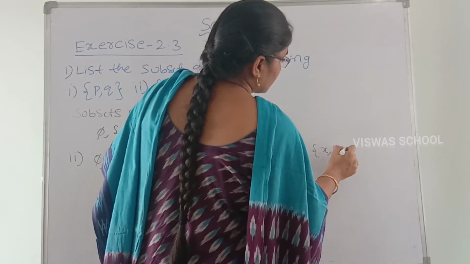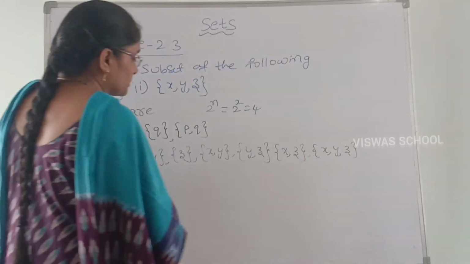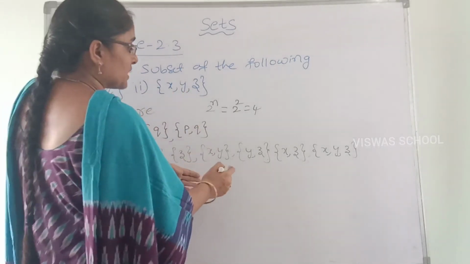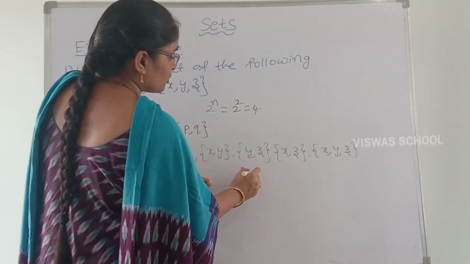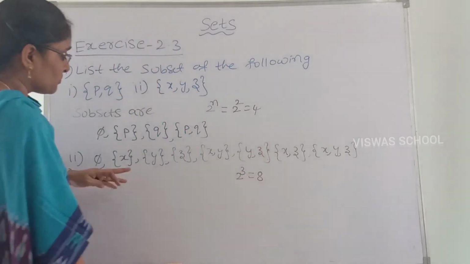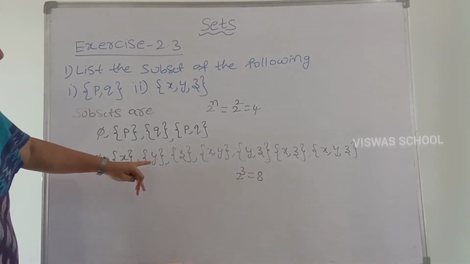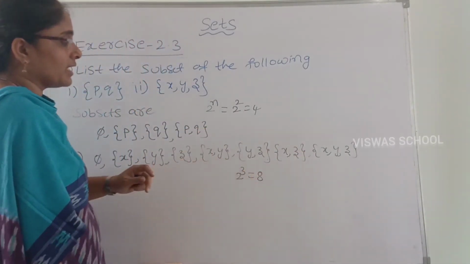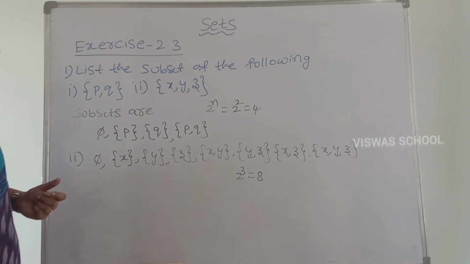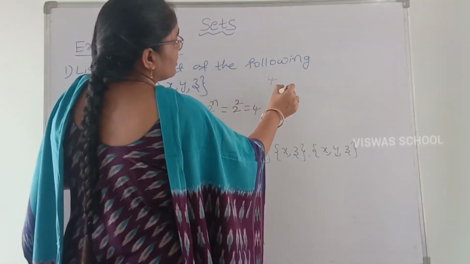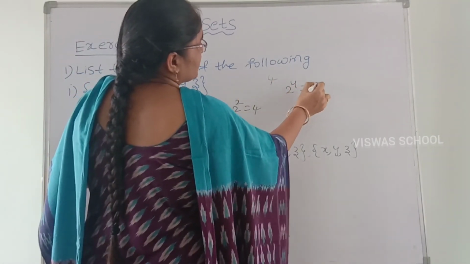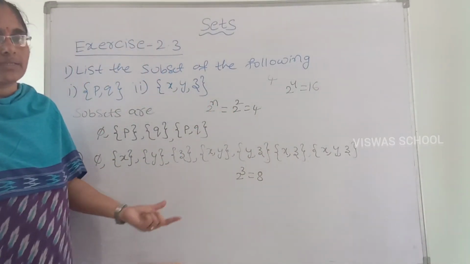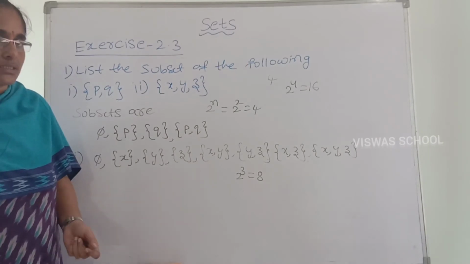Once you see here, the number of elements is how many? 3. So the number of subsets in this case is 2 cubed, which equals 8. Once you count 1, 2, 3, 4, 5, 6, 7, 8, there are 8 subsets. If the number of elements is 4, then 2 to the power of 4, the number of subsets is 16. In this way you can write the subsets of the given sets.